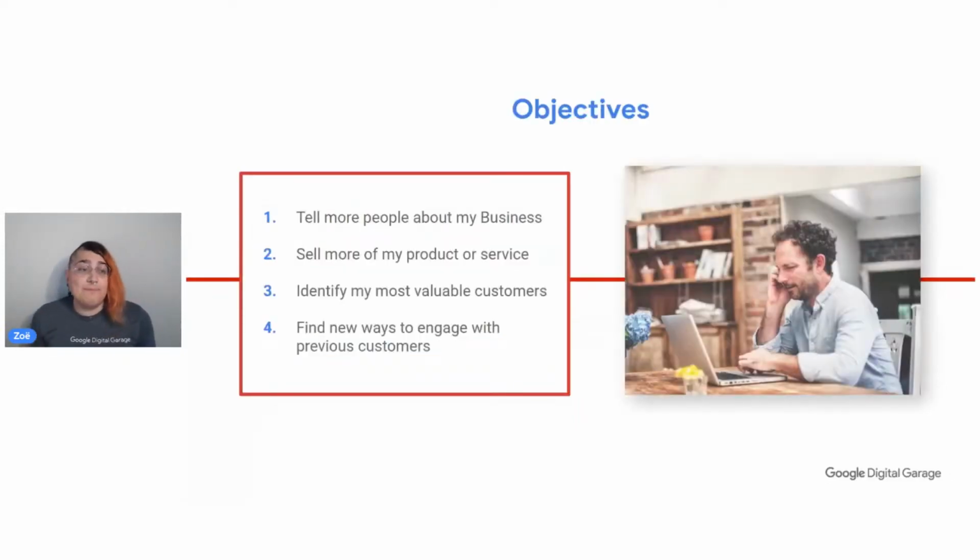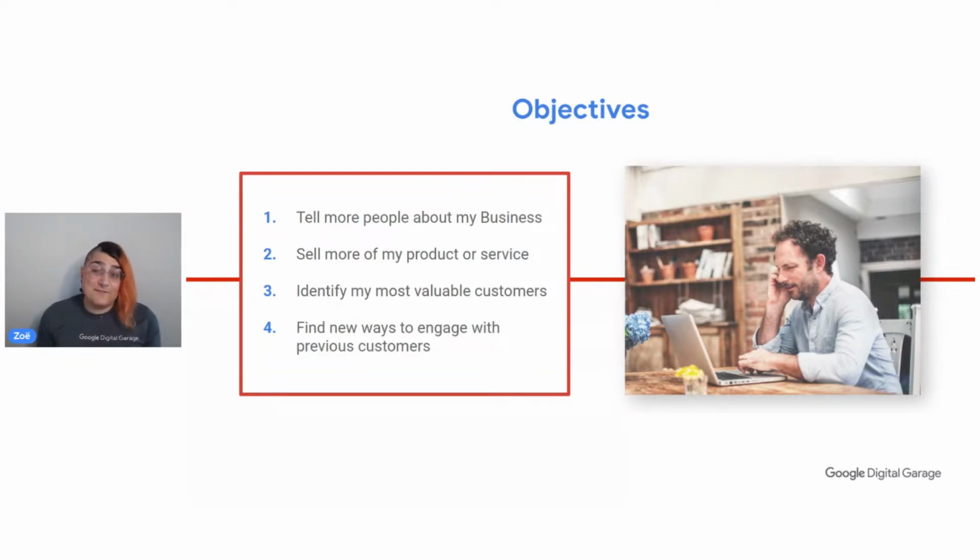So here are some example objectives. I'm going to talk about three of them first, and then I'm going to talk about the fourth, which I don't actually like. Number one, tell more people about my business. Maybe you've worked out that your business is struggling because not many people have actually heard of you. And maybe when people do hear about you, they think, great, that's a wonderful product or a wonderful service, and they tend to become customers. So your challenge is getting your name out there. Then you want to tell more people about your business.